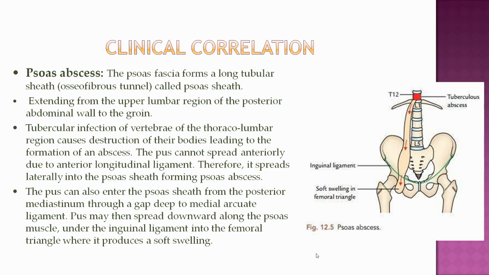The pus can also enter the psoas sheath from the posterior mediastinum through a gap deep to the medial arcuate ligament. Pus may then spread downward along the psoas muscle under the inguinal ligament into the femoral triangle, where it produces a soft swelling.